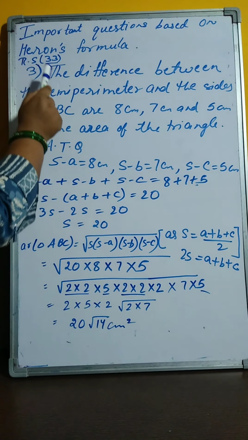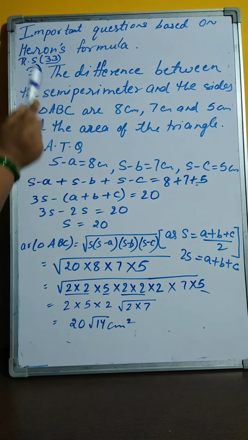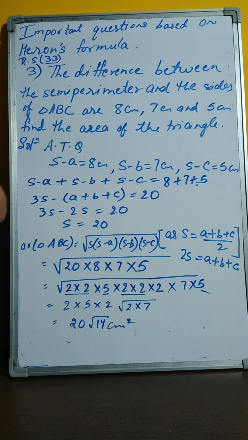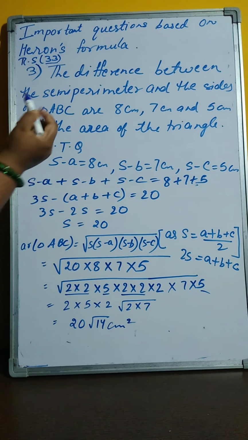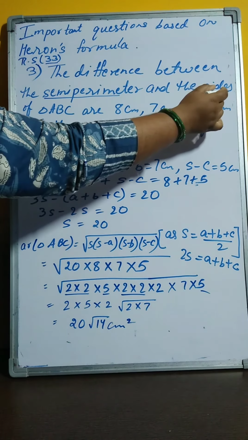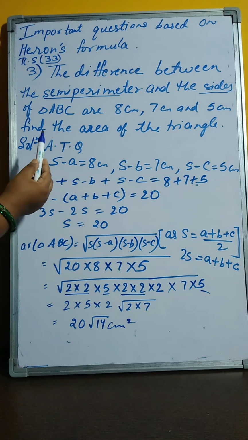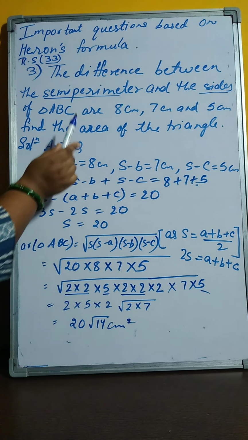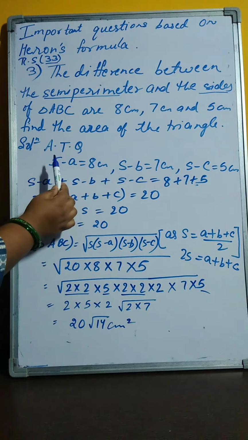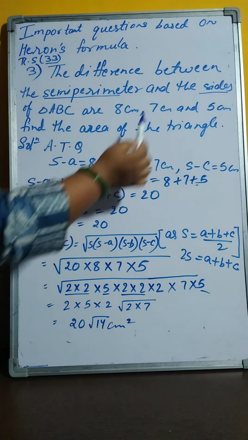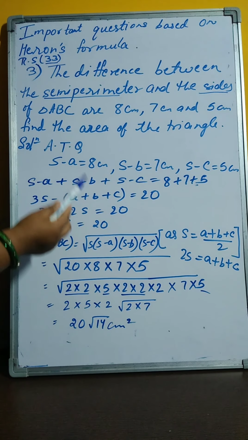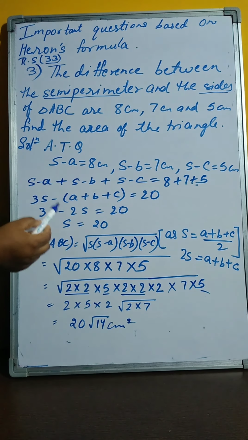Now see question number 33 of the RS Agarwal book, exercise 14: the differences between the semi-perimeter and the sides of triangle ABC are 8 cm, 7 cm and 5 cm. We have to find the area of the triangle. The semi-perimeter and the sides, the difference is given to you. So if the sides of the triangle are a, b and c, according to the question, what is given? Semi-perimeter and the sides. This means s minus a is 8 cm, s minus b is 7 cm and s minus c is 5 cm. So with the help of this, we have to find the value of s.